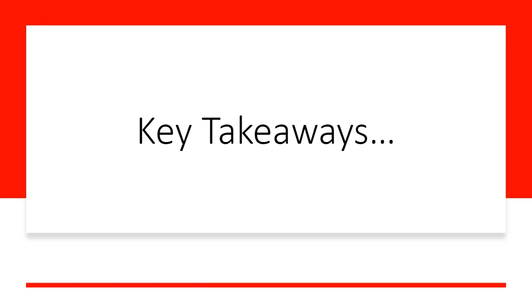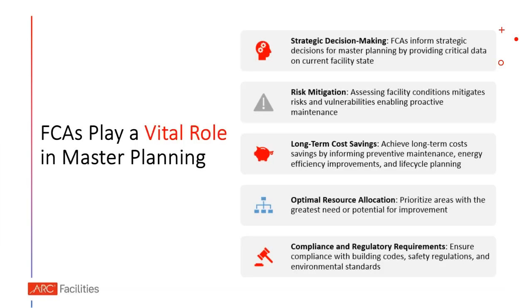So let's look at some of the takeaways here. The FCAs play a vital role in master planning. It's the strategic decision-making portion of that, okay? Making educated decisions about what I'm going to do in the future, what I'm going to do next year, what I'm going to do for the next 10 years, or whatever the length of your master plan is. Being able to make those educated decisions on actual data, what I've got in the field today, not just a snapshot in time. Your FCA is the evolution of your building.